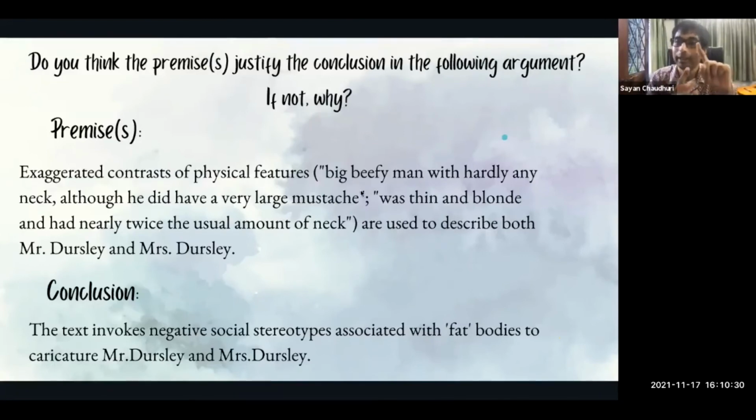Are the premises enough? Or do you think there's missing information? Or there's some disconnect? Gopal, you're saying this is enough, like this justifies, all right? Anybody else? Read it carefully, read it closely. Do you think that the information we are getting in the premises is enough to justify the conclusion? So Vanshika, you said no. Could you explain? And others, you could also put it down on chat. If you think it's not, why?